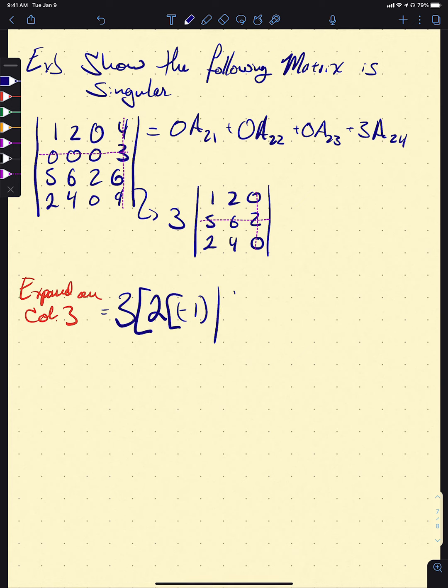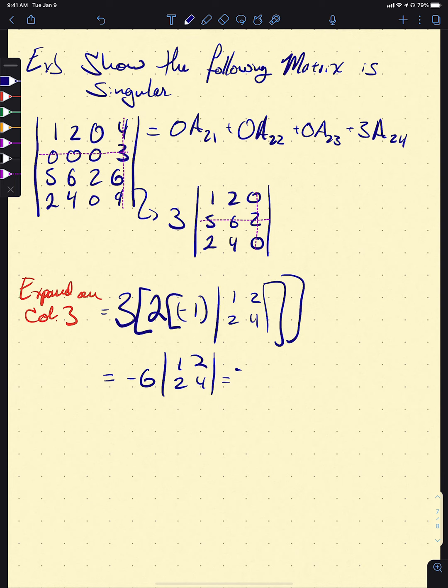Through carefully picking our rows and columns, we've turned a 4 by 4 determinant into a 2 by 2 determinant, right? So what are we going to get? Well, we're going to get -6 times 4 minus 4, which is indeed 0, exactly what we wanted, right? Because we wanted to show that our matrix is singular.